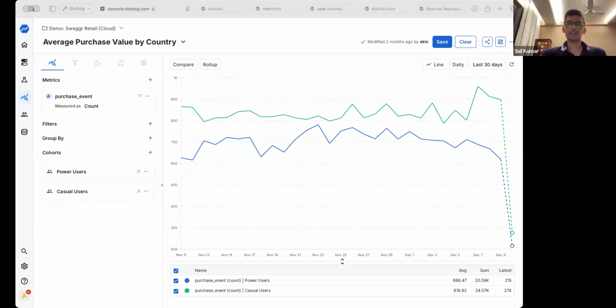Nice. Thanks for walking us through that, Akin. One question we have from our audience from Peggy is how do you define these events, like the purchase event? Could you just give us some context on how the metric or event definitions in Statsig work?